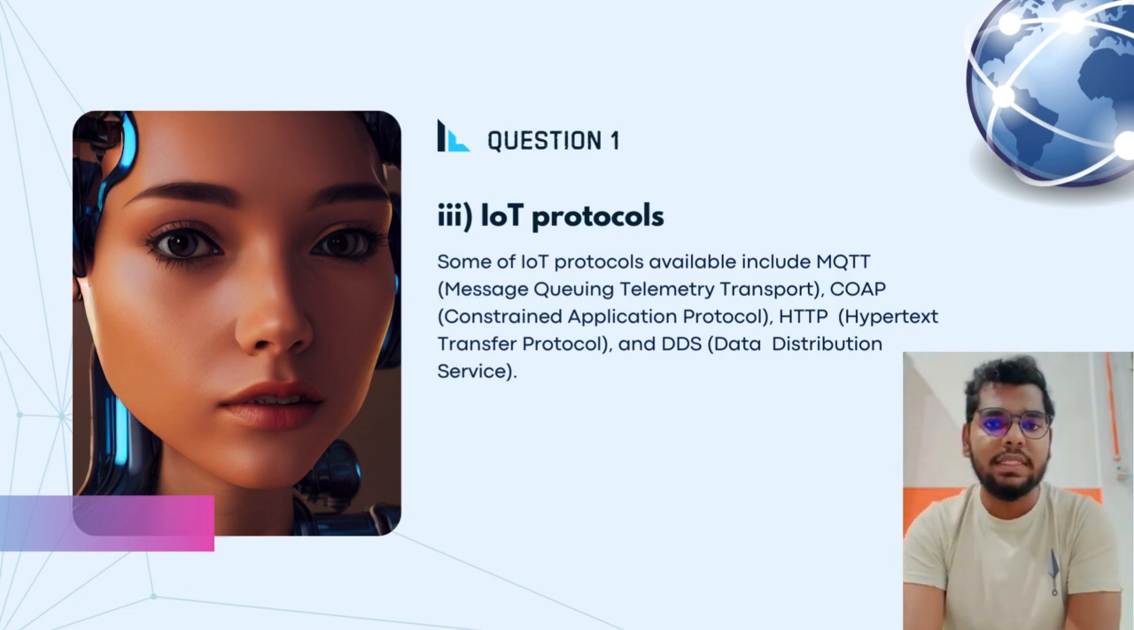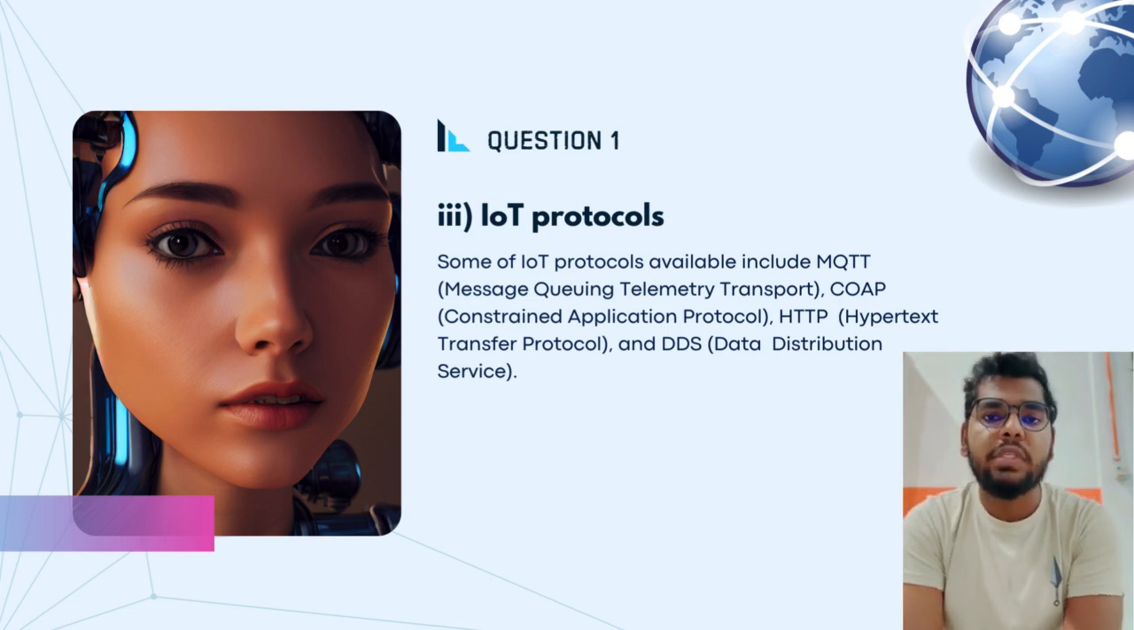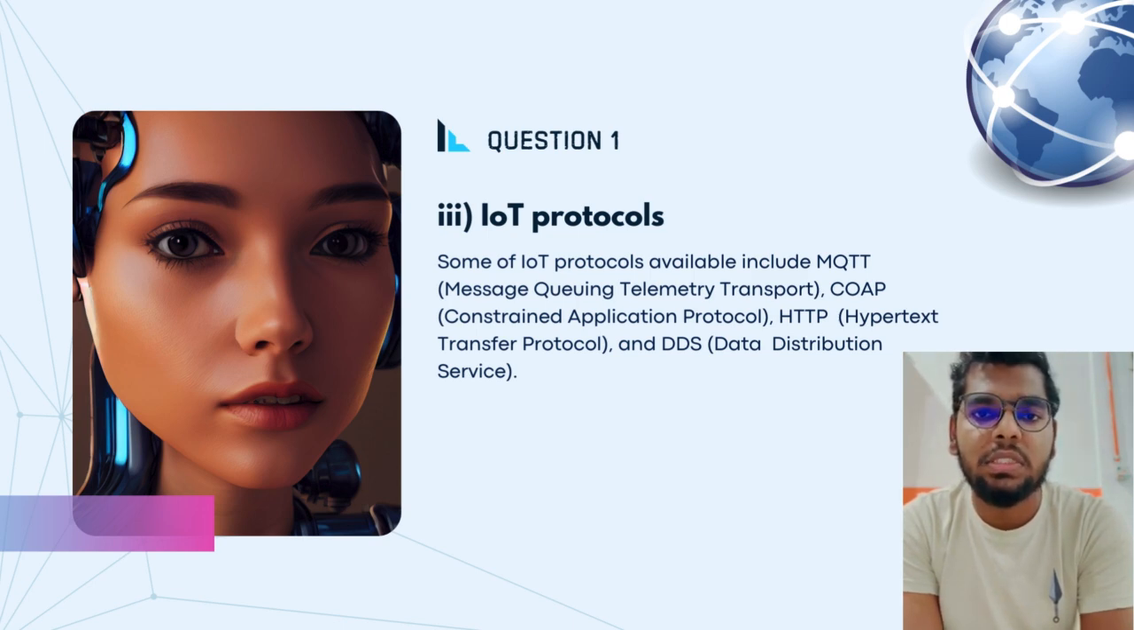The fourth one is DDS. DDS we call the Data Distribution Service. DDS is designed for real-time, high performance and scalable data communication. It is used in systems where reliability and speed are critical, such as industrial automation and robotics. So it is mostly used in industrial automation and robotics. DDS provides a flexible and robust framework for managing complex data exchange.